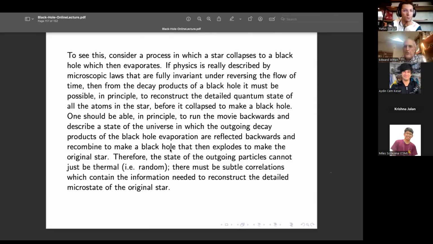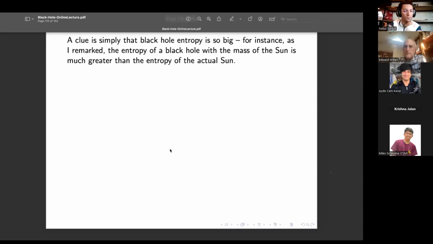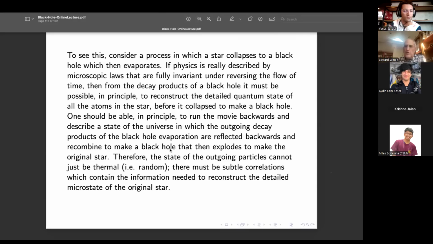Therefore, the state of the outgoing particles cannot just be thermal. There must be subtle correlations which contain the information needed to reconstruct the detailed microstate of the original star. But how that happens is the central mystery of the subject.